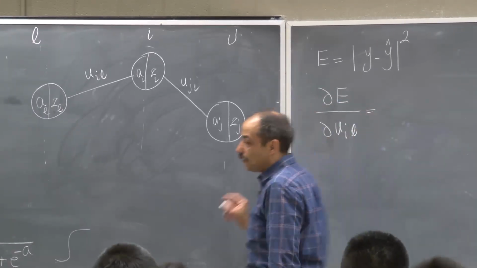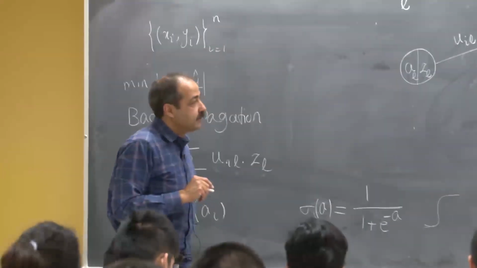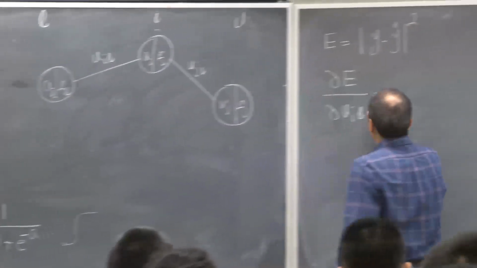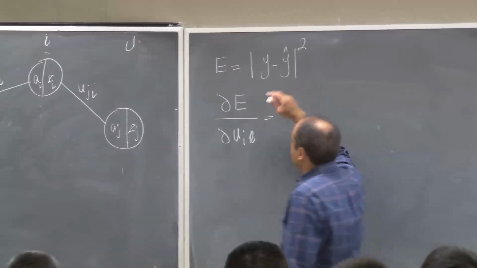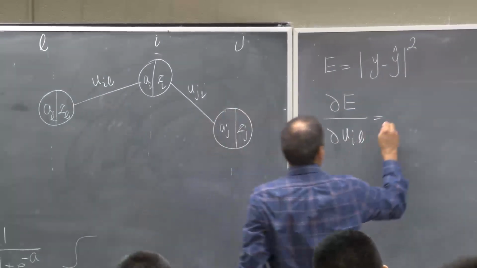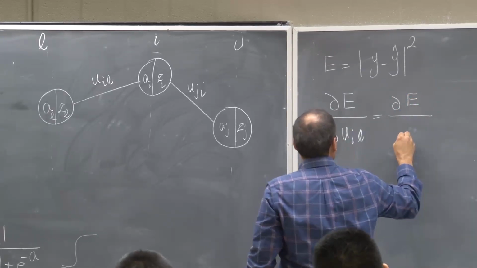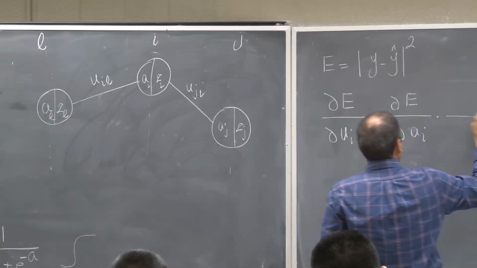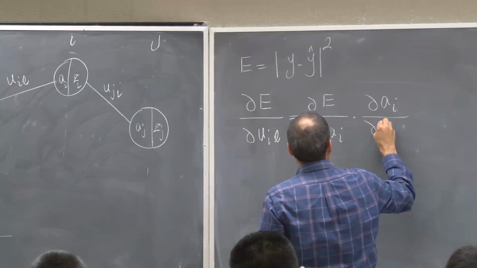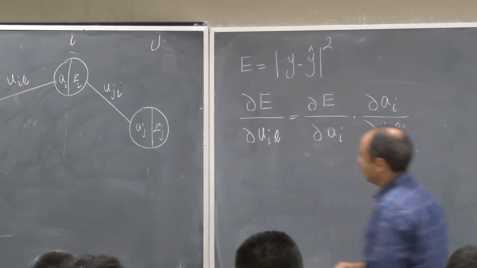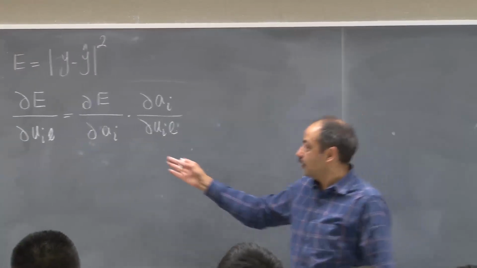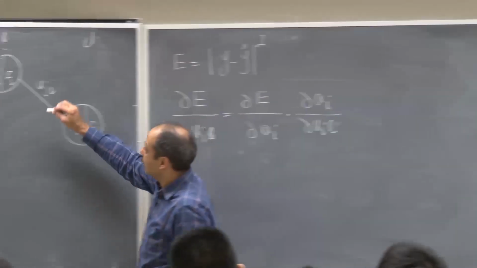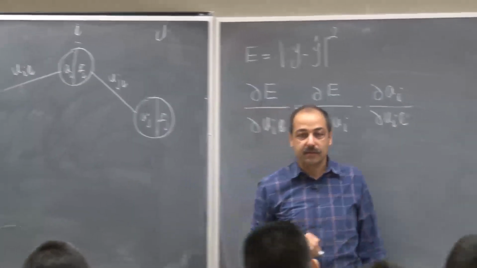Backpropagation is basically the chain rule. You just apply the chain rule in a wise way, and you eventually can find this derivative. So to take the derivative of E with respect to UIL, I can take the derivative of E with respect to AI, and then take the derivative of AI with respect to UIL. So it's just the chain rule. The objective function with respect to this weight is the objective function with respect to this variable, and then this variable with respect to the weight.